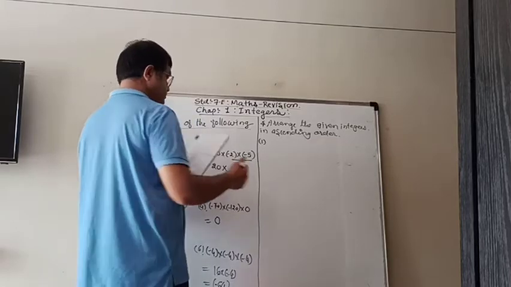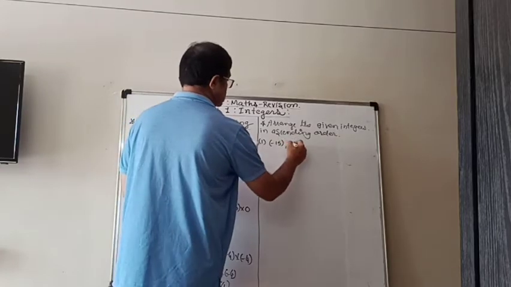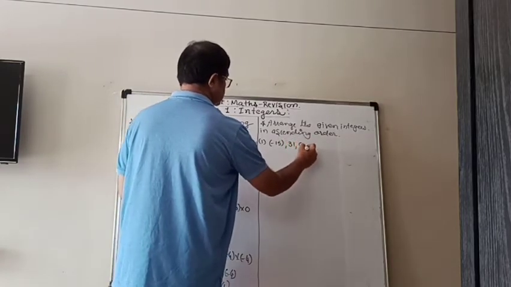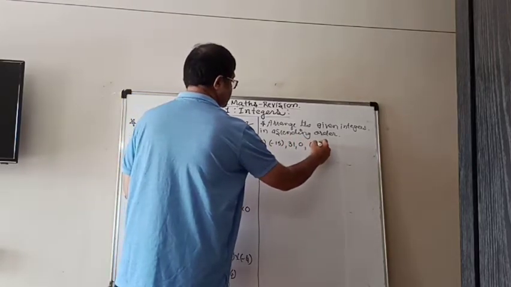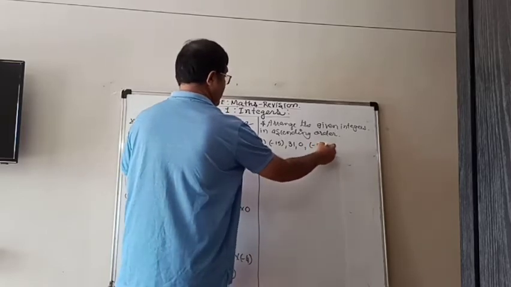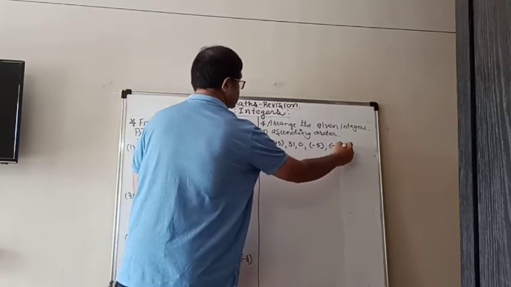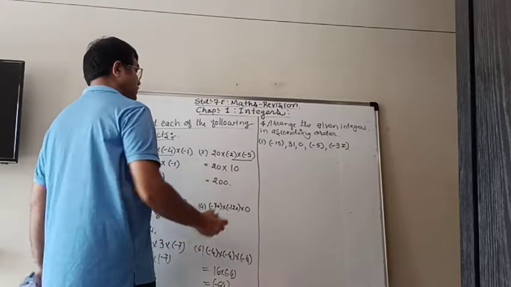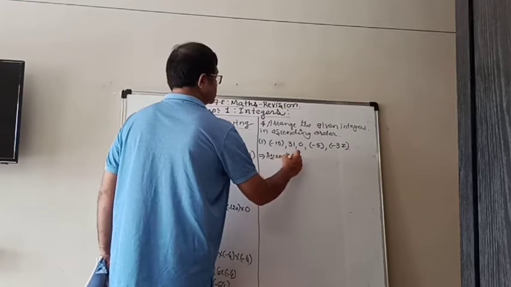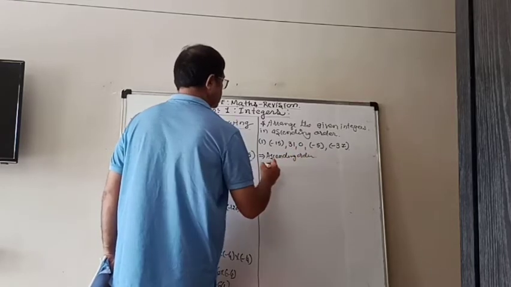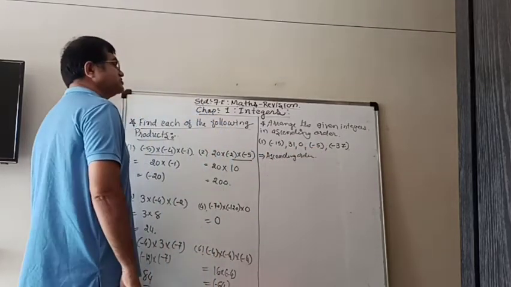So first set is minus 15, 31, 0, minus 5, minus 37. Now their ascending order will be like that. So now check which one is the smallest.